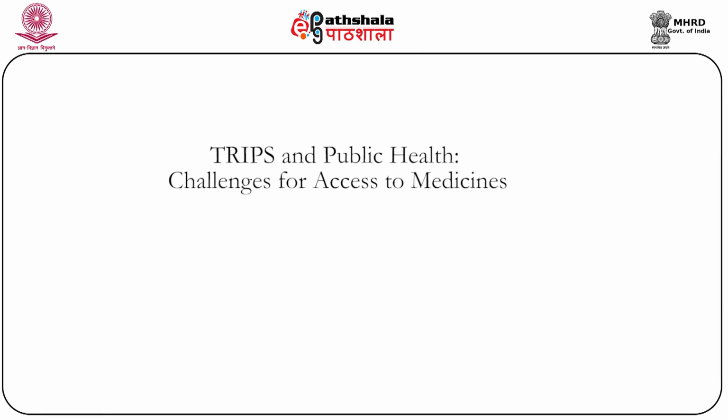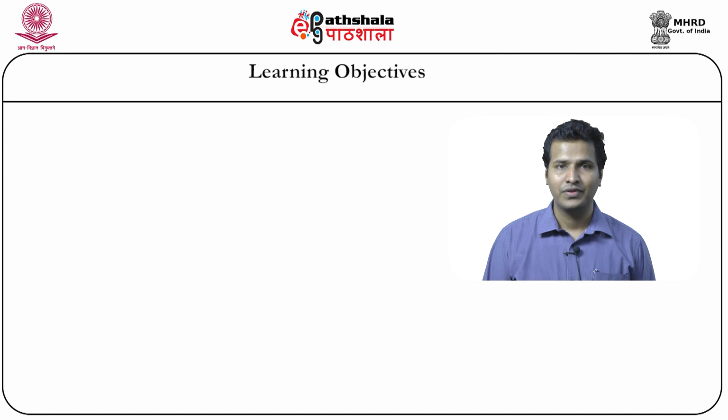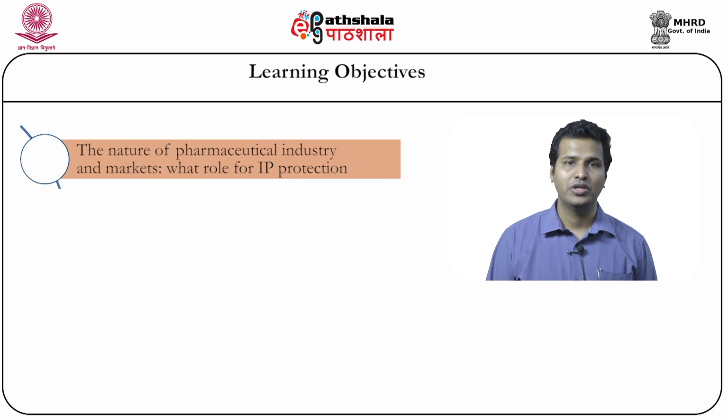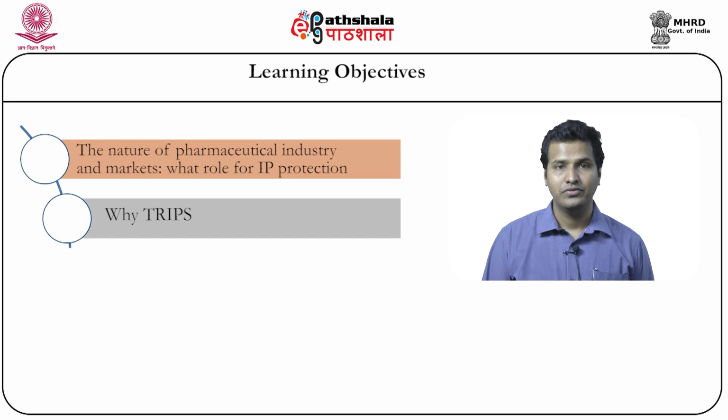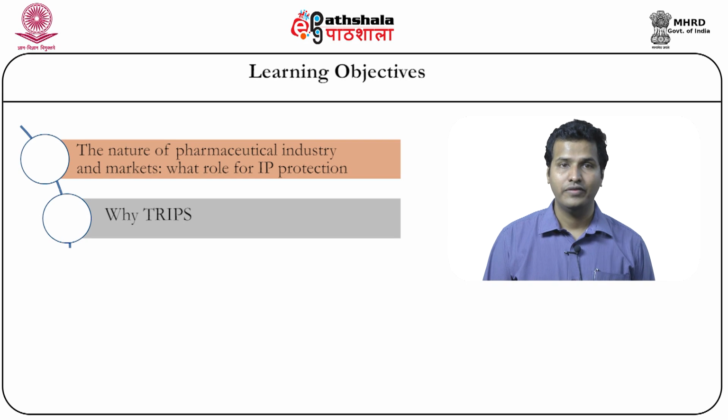We are going to discuss the module on TRIPS agreement and its relationship with public health, also certain challenges dealing with access for medicines. The outline of this course is briefly summarized here. We will primarily discuss the nature of pharmaceutical industry and markets and what role intellectual property rights play in pharmaceutical innovation. We will also try and see why TRIPS agreement is important and the role of TRIPS agreement and the framework of developing countries or the role of developing countries in implementing the TRIPS agreement.